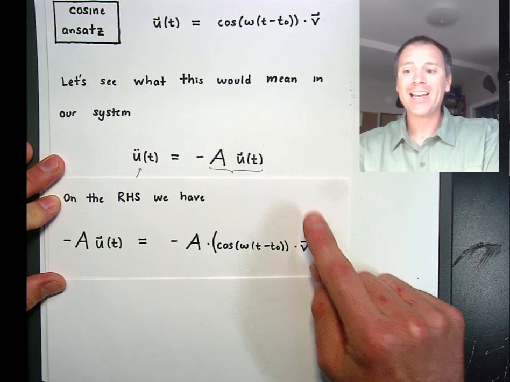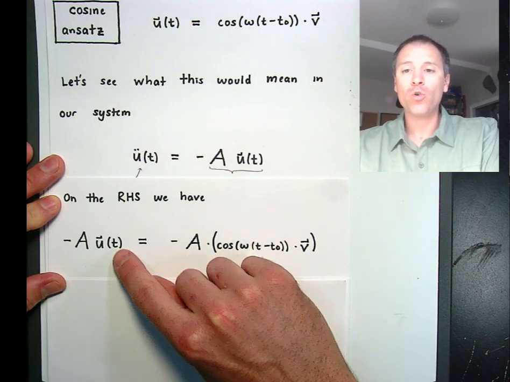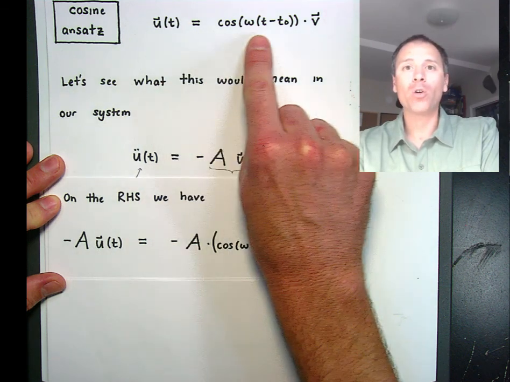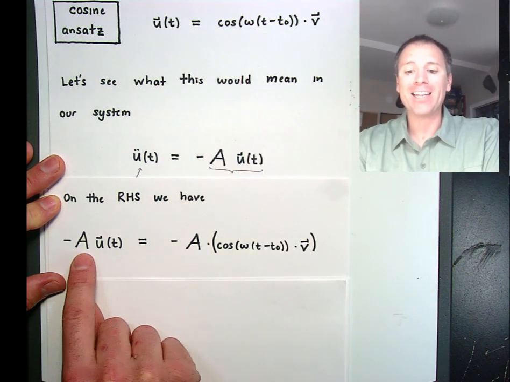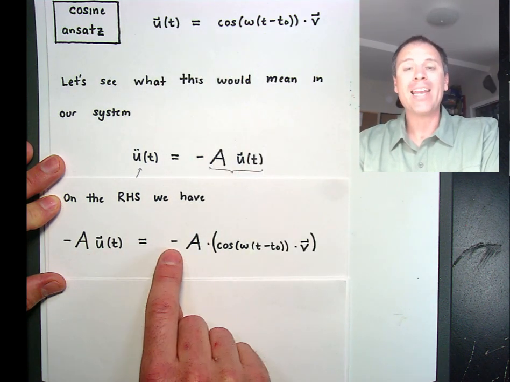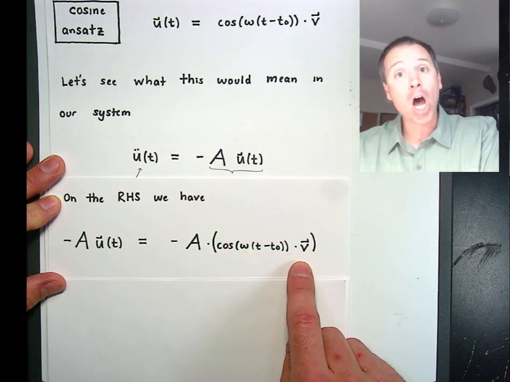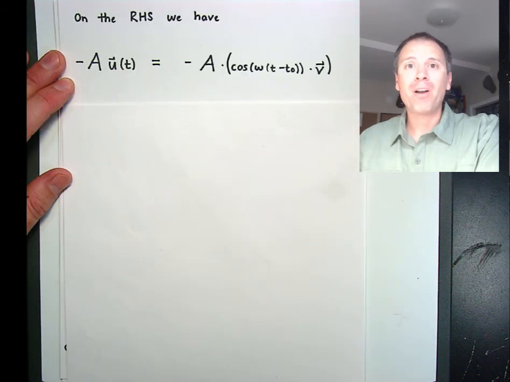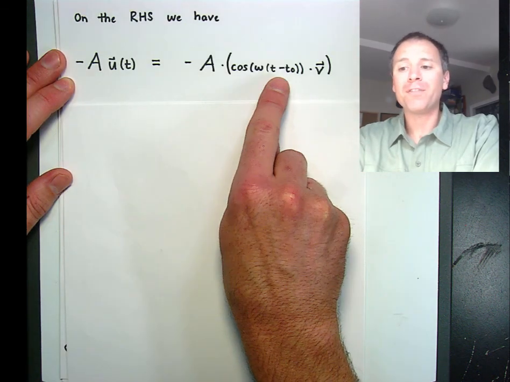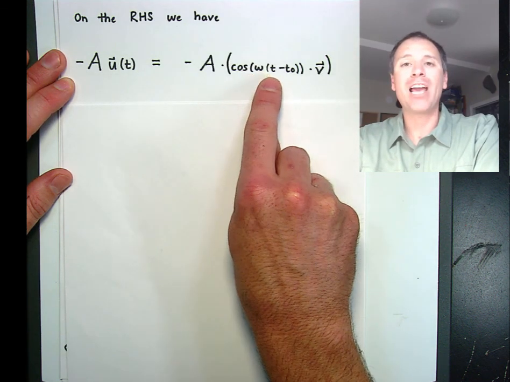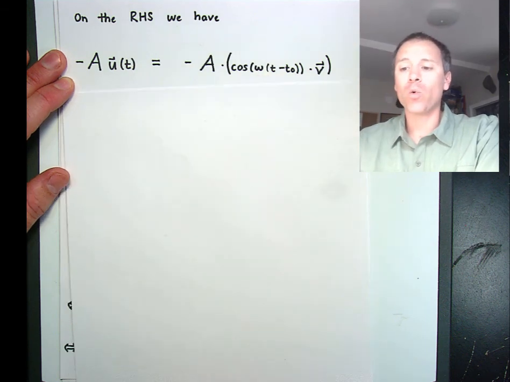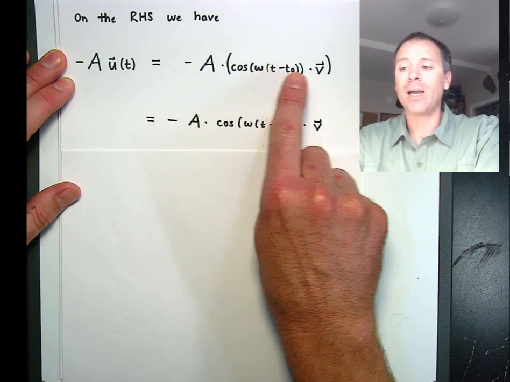Focusing in on the right-hand side, everywhere we see u, we can substitute with our cosine ansatz. So negative a times u of t is equal to negative a times the cosine omega t minus t naught times non-zero vector v. But of course, for each value of t, the cosine outputs a real value scalar. In other words, this is a scalar times a vector.